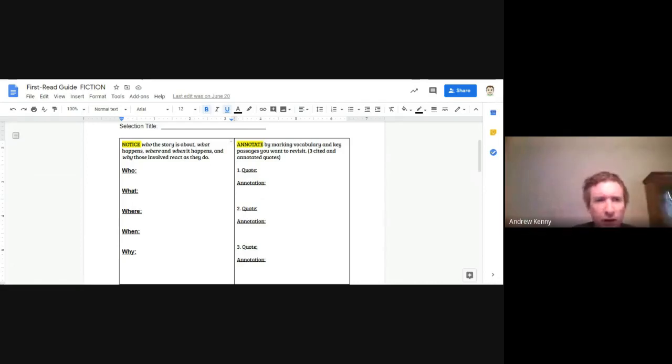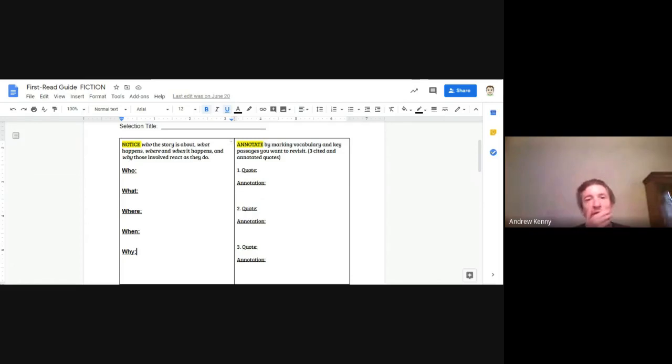One or two sentences. Where? One or two sentences. Where does this story take place? What is the setting? When? One or two sentences. This story takes place in the present time. This story takes place in medieval times, whatever it is. Why? Why am I reading this story? Or what is it? Why are the characters doing what they're doing?